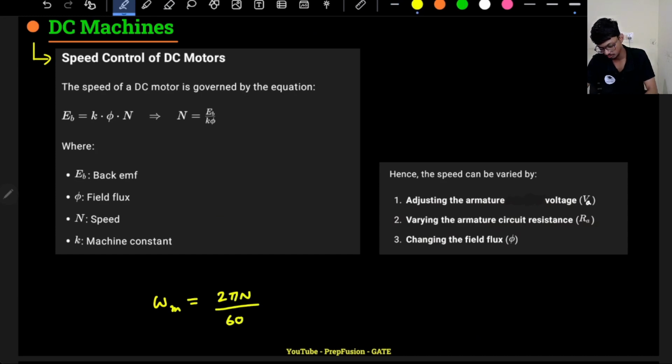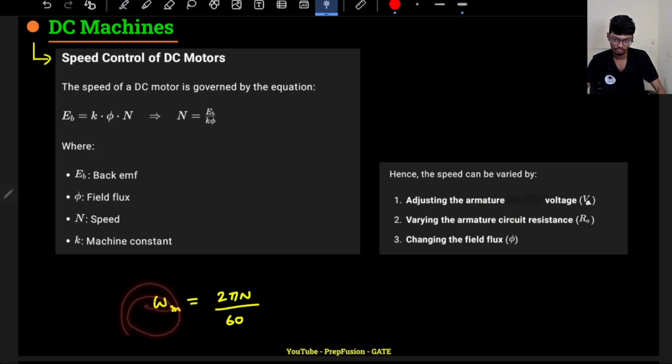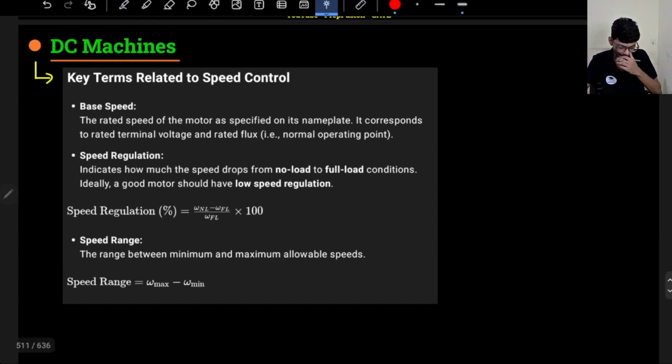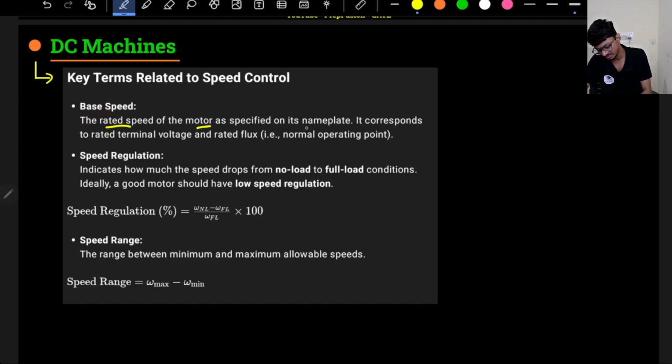So if they are asking you to find out in radian per second, then you will write omega m equals 2 pi N by 60. Now again, speed regulation, I had discussed this previously as well. There are a few important terms that we should keep in mind when discussing speed control. First one is the base speed. The rated speed of the motor as specified in the nameplate is known as the base speed. That means if I apply rated terminal voltage at rated flux at normal operating condition, what is the speed of the machine? That is known as the base speed.